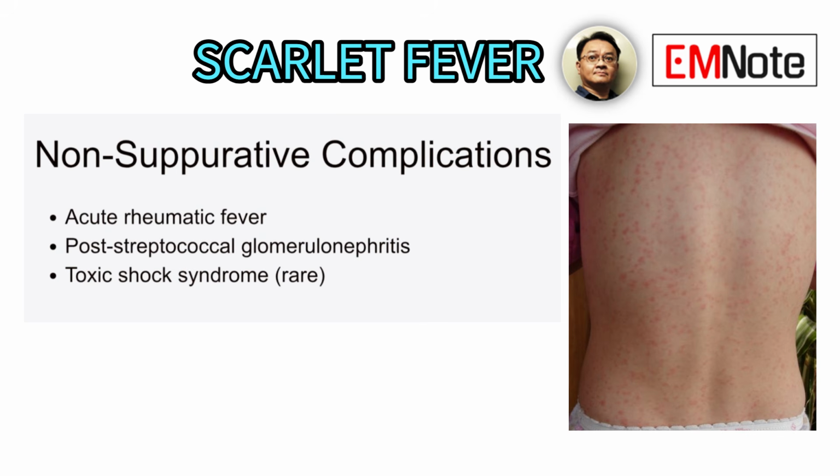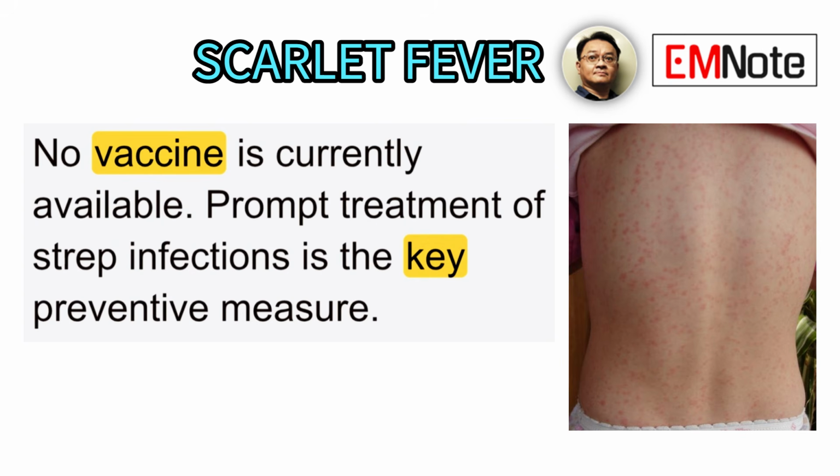Then you have the non-suppurative complications, which are immune-mediated and can be quite serious. This category includes acute rheumatic fever, which carries the risk of carditis, and post-streptococcal glomerulonephritis, which can lead to kidney damage. A much rarer possibility, but still on the list, is toxic shock syndrome. So what about prevention? Well, there's currently no vaccine available for group A strep. That means the single most effective preventative action we have is the prompt diagnosis and treatment of streptococcal infections.